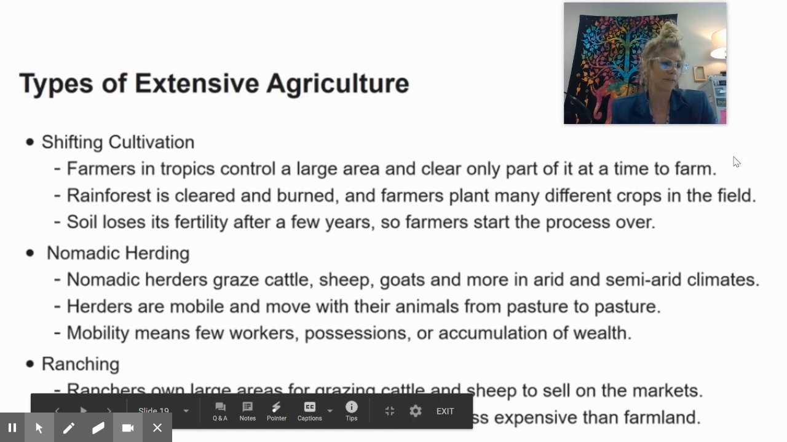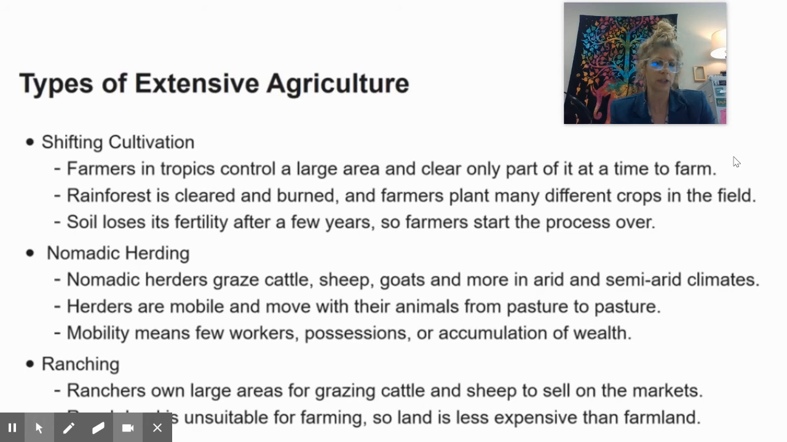Now let's look at examples of extensive. Okay, so we have shifting cultivation, nomadic herding, and ranching. Okay, so shifting cultivation is where you have farmers that are in the tropics and they control a large area of land, and they clear out one part at a time to farm. Examples of where you see this is a lot of rainforest is going to be burned and used for this, which is quite sad. And then a problem that happens with this is soil loses its fertility after a few years. So farmers have to start this process over.